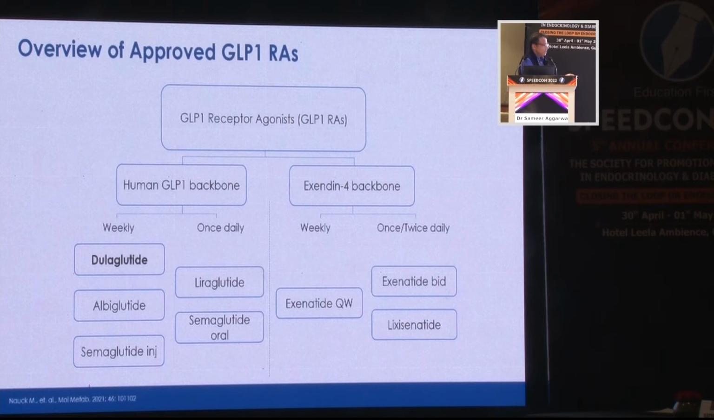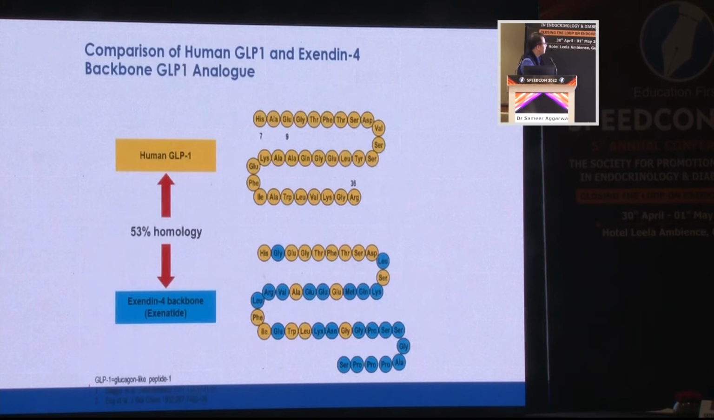The problem which can theoretically happen with an exendin based GLP is that when you give this, it can cause antibody formation, and some studies have shown that it can cause blunting of GLP action. So that is one of the theoretical issues which can happen with exendin based GLP analogs like lixisenatide. But this is not the issue with human GLP based analogs. And if we see the comparison of human GLP and exendin based GLP analog, there is only 53% homology.